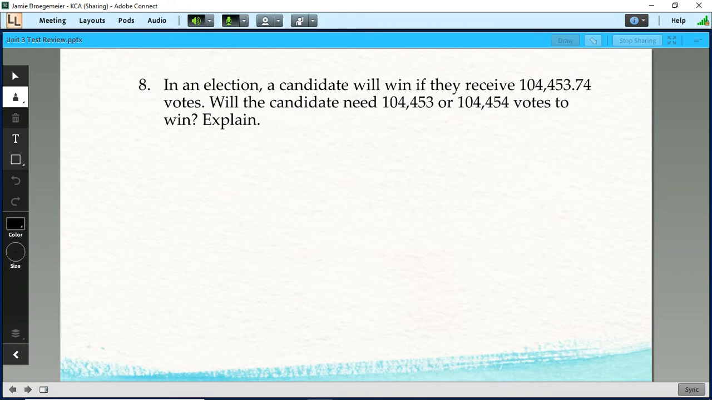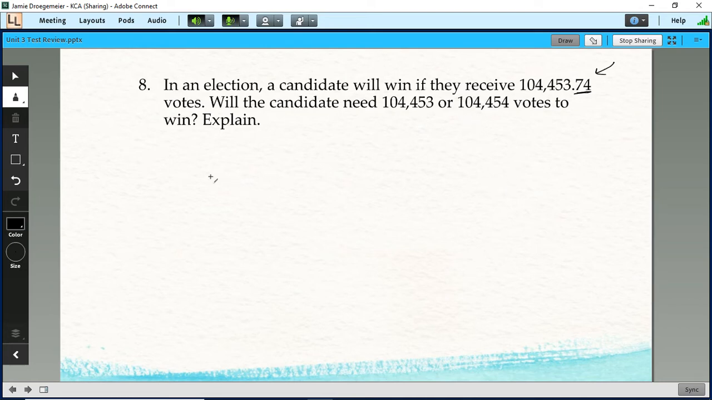All right, in number 8, it says in an election, a candidate will win if they receive 104,453.74 votes. And so would the candidate need 104,453 votes or 104,454 votes to win? So we want to think about, they probably did some kind of an average to come up with this number that is needed to win, but it's not actually possible for them to receive a decimal, a fraction of a vote. So which one would they need to have to actually win?